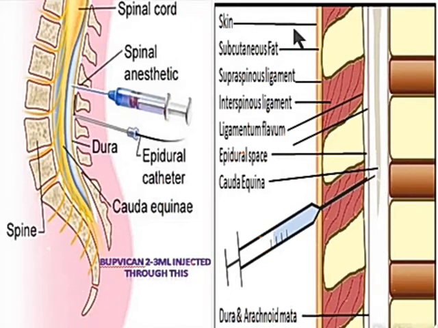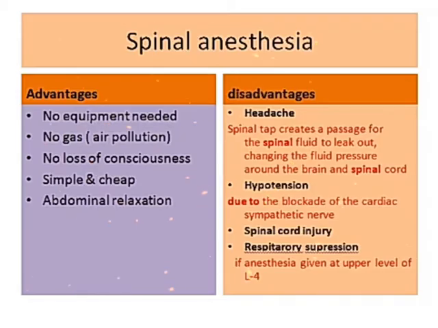So we cross the skin, the subcutaneous fat, the supraspinous ligament, the interspinous ligament, ligamentum flavum, epidural space. Now remember, this space is used for epidural anesthesia. By crossing this space, we entered the area in which spinal anesthesia is being induced. Now we'll discuss its various advantages as well as disadvantages.